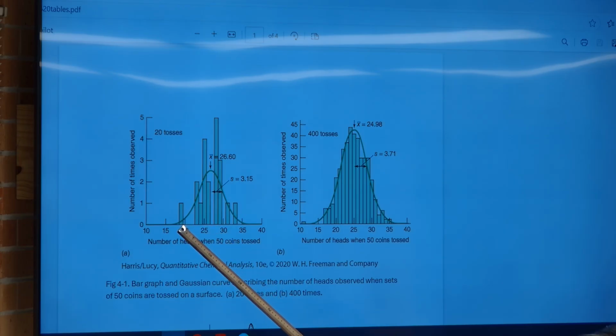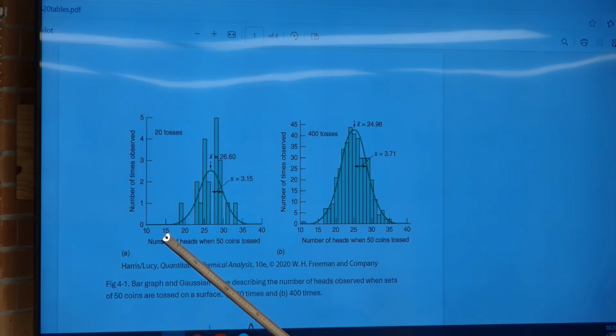And one time, this may be 18. This is 20. It's 19 or 18 coins landed up. One time 24 landed up. Another one time 21, 31 or 32. This is 33. So this is a bar. Each bar tells you how many times, how many coins landed up.